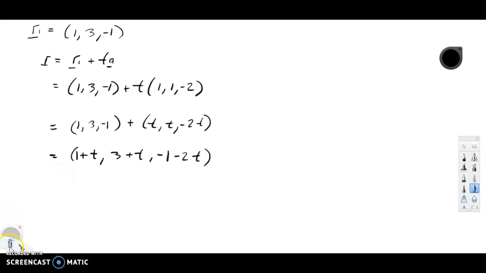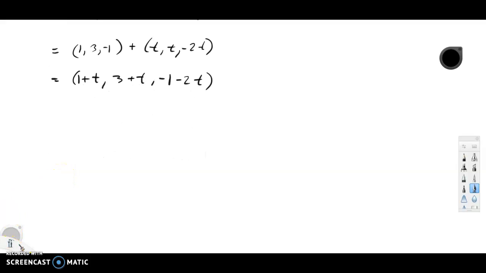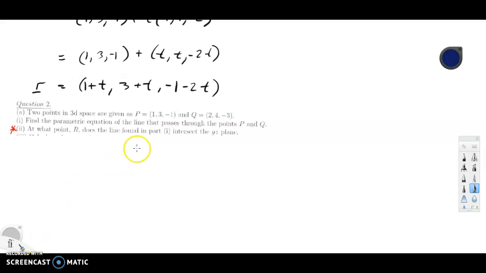And so this is our parametric equation. That's it there, right? And now, the next part then. Now we're asked to find at what point does the line found in part 1 intersect the YZ plane.